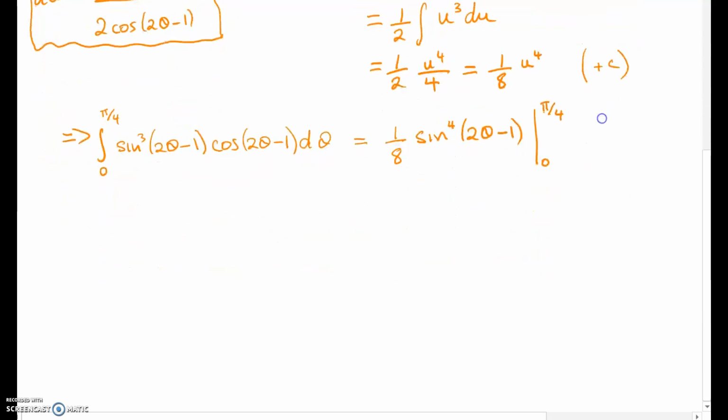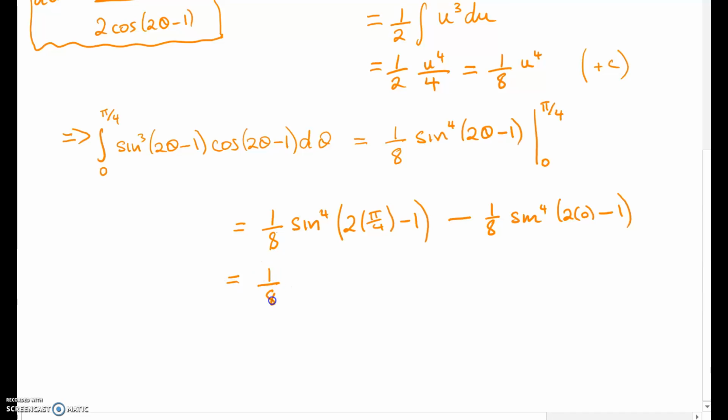Okay, well, that's going to be 1/8 sine to the power of 4, 2 times pi over 4 minus 1, minus 1/8 sine to the power of 4 of 2 times 0 minus 1, which is 1/8 sine to the power of 4 of pi over 2 minus 1.